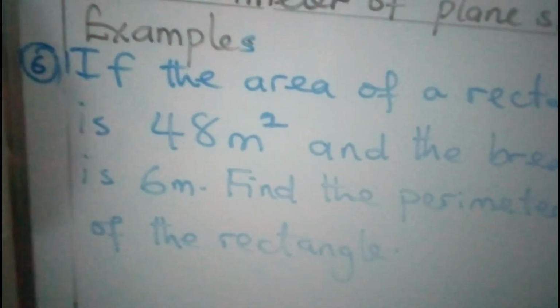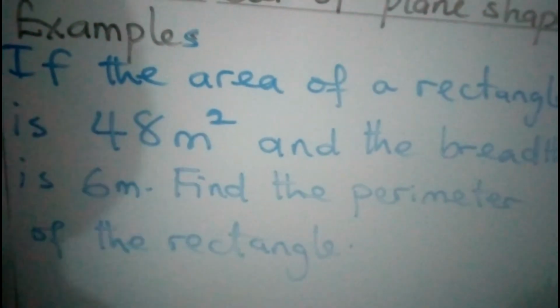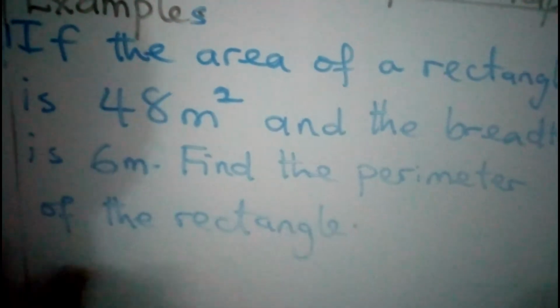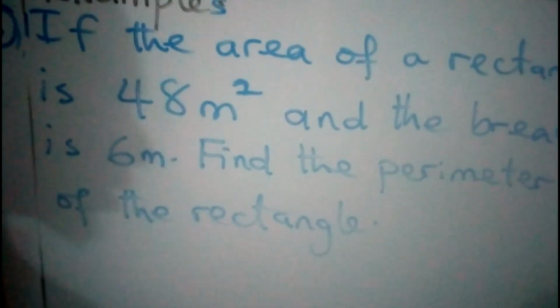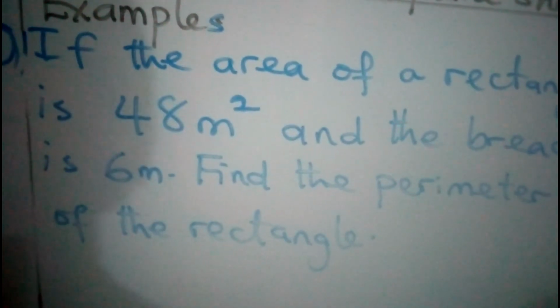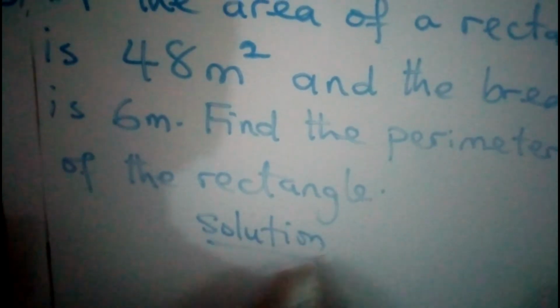Example 6. If the area of a rectangle is 48 meters squared and the breadth is 6 meters, find the perimeter of the rectangle. The shape considered here is a rectangle. So I want us to list out the dimensions given. Solution. The first thing given is the area.